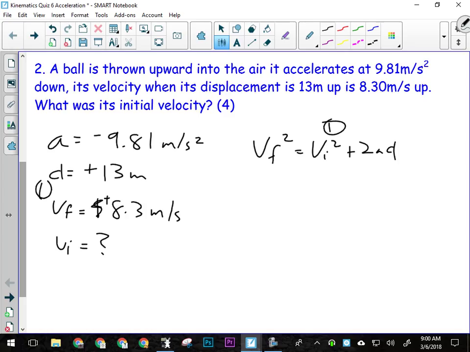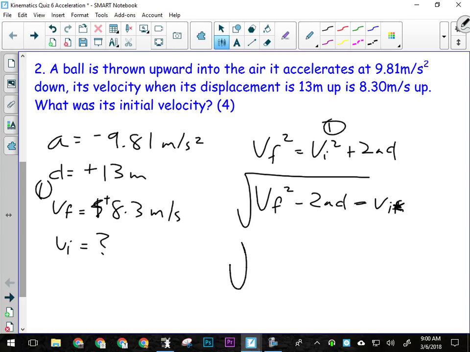So I'm going to subtract 2AD over to the other side, and then I'm going to square root that. Nope, sorry, to get VI. Okay, so if the numbers are plugged in, that'll be 8.3 squared minus 2 times negative 9.81 times 13 meters. So give them a mark if they have either one of those.